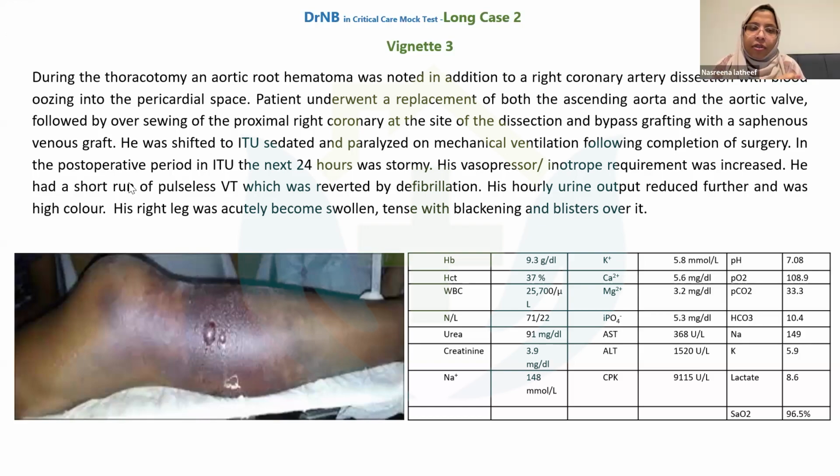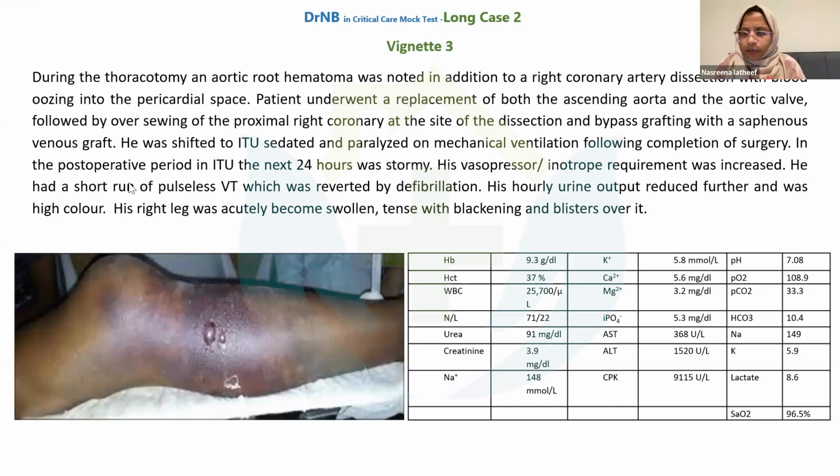Deep vein thrombosis, peripheral vascular disease, cellulitis, necrotizing fasciitis. And I will also get an arteriovenous Doppler or a CT angiogram of the right lower limb. Considering his aortic dissection, do you think any other possibility could have led to this situation?